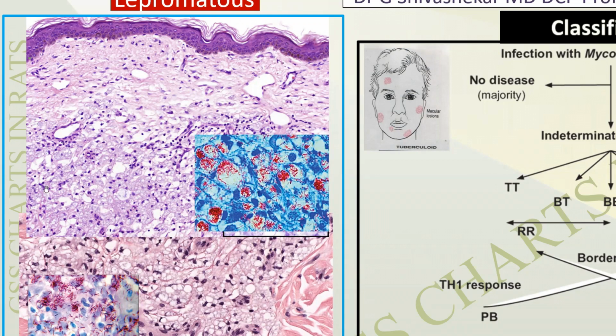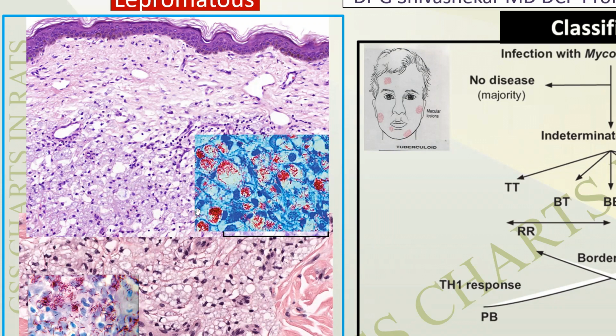Below that, there are sheets of large cells, foamy macrophages. They are continuing over here also. This insert I have given just to show how much bacterial load they have. All these red lines are the bacteria. They are multibacillary.